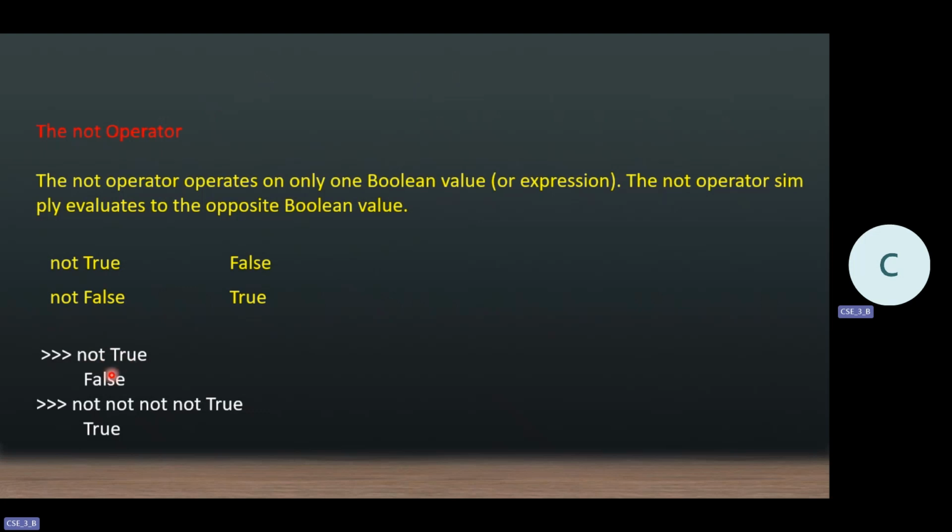So NOT of true, that is false. In this case, we have not, not, not, and then NOT of true. What actually happens here? The evaluation goes from right to left. So first we convert NOT of true, that is nothing but false. Then again NOT of false, that is nothing but true. And again NOT of true, that is nothing but false, and again NOT of false, that is true. So care should be taken whenever such operations are given, and we have to see how to evaluate them.